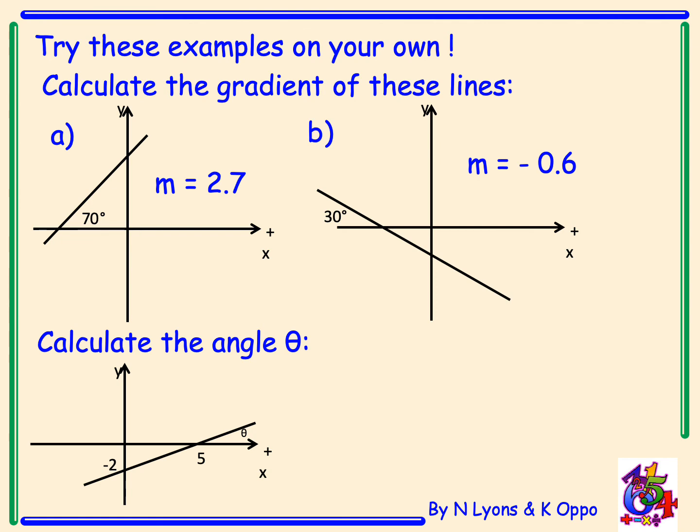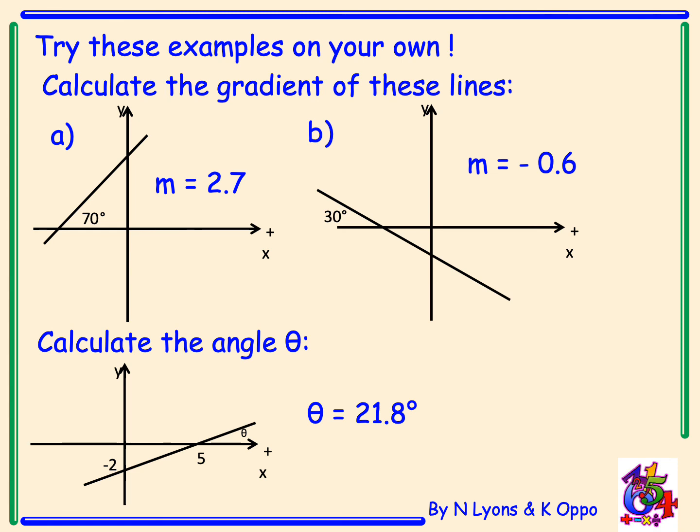And then calculate the angle theta for the last one. We've got theta equals 21.8. Now remember from that diagram, there are two points there. There's 0, negative 2, and 5, 0. You're using those two points to work out the gradient, and then using the equation m equals tan theta to work out the angle theta.